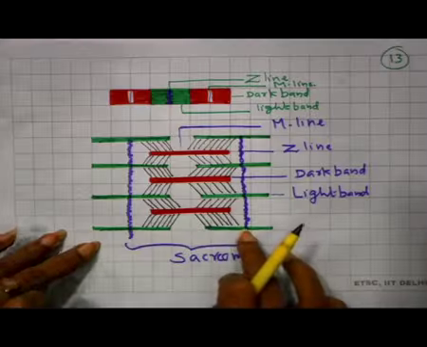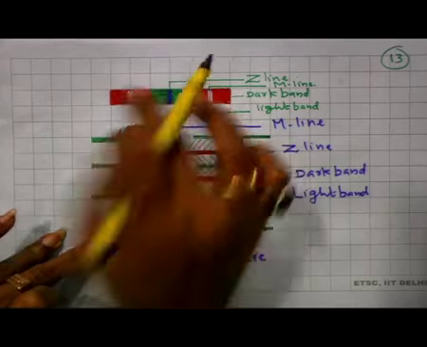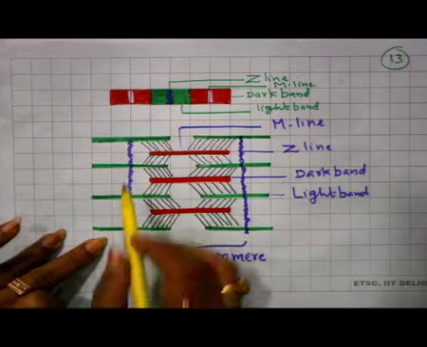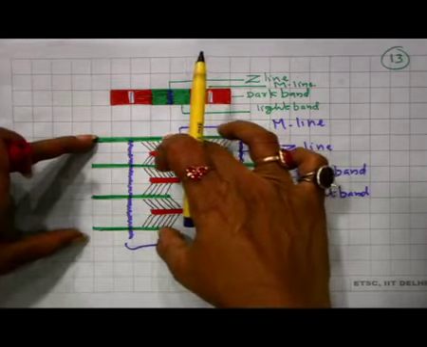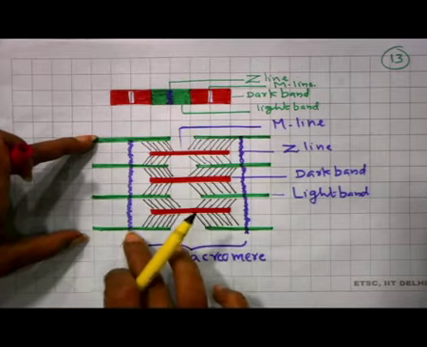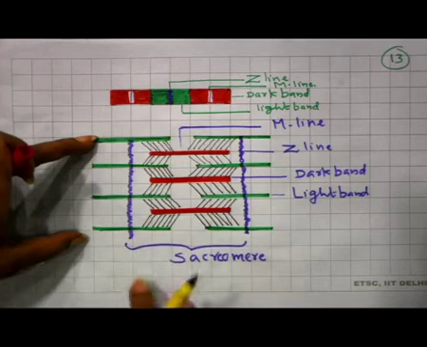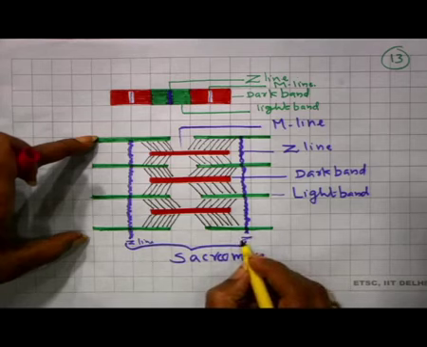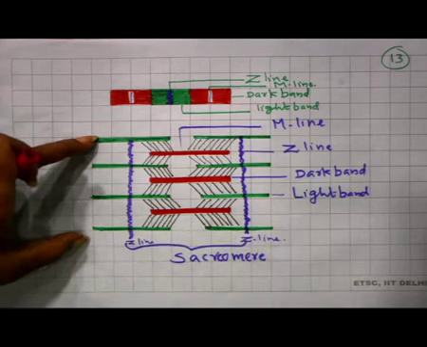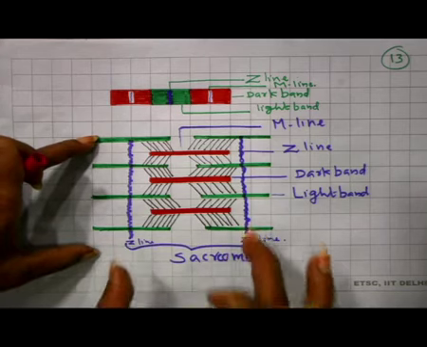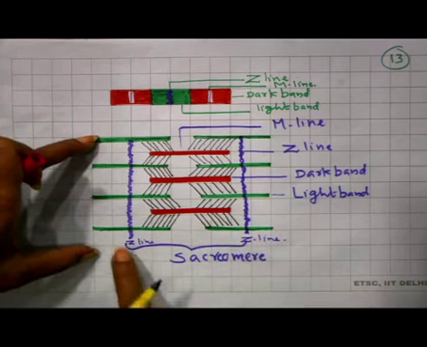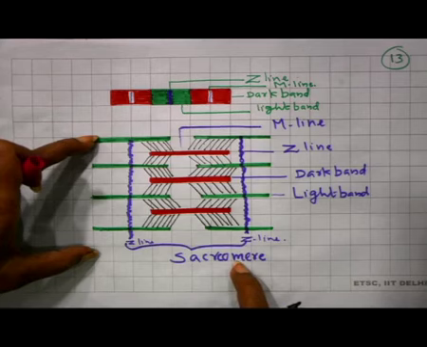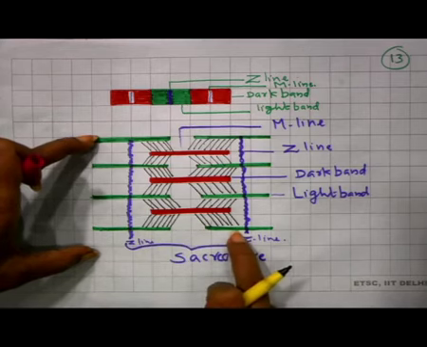Z lines you have seen, it is the dark line that is seen at the center of the light band. See, this much green portion is the light band. And at the center of this light band, here you can see a dark line, Z line. So, this is the Z line. Here also this is the Z line. Now, the portion of the myofibril between two consecutive Z lines is known as sarcomere. So, this much portion forms the sarcomere.